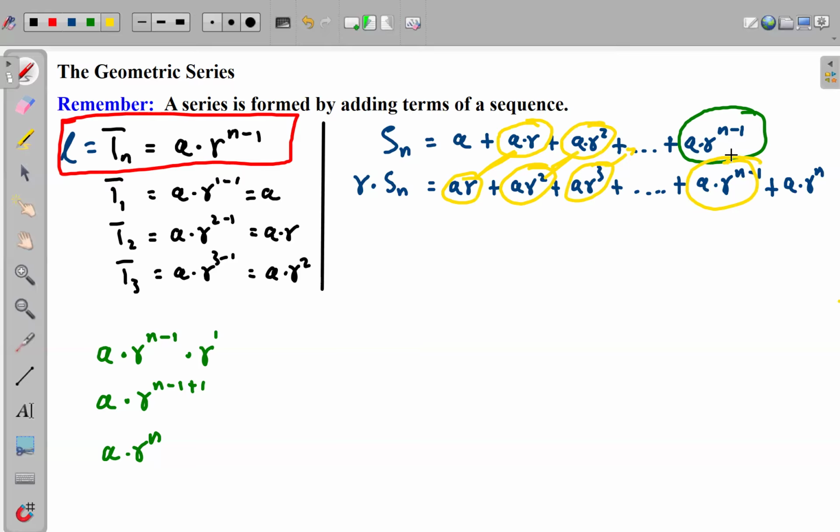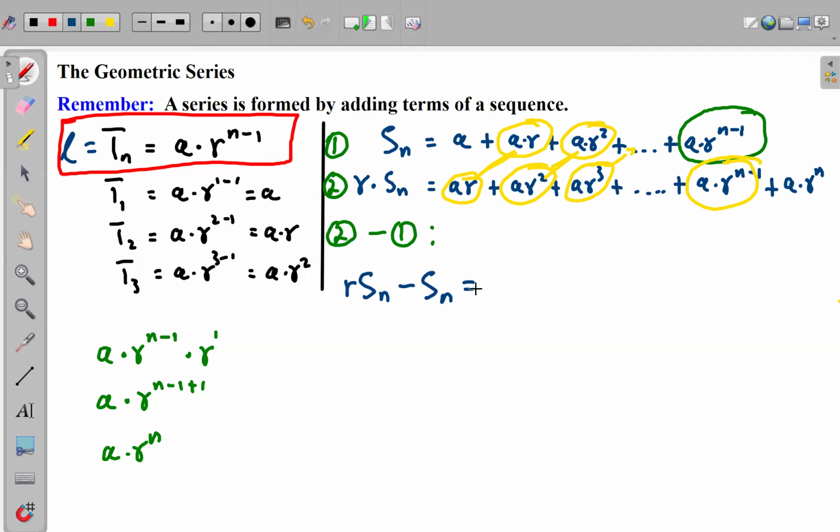Now, what is the point? Here's the point. I'm going to do some subtraction. So let's call this one equation 1. And let's call this equation 2. So I'm going to do some subtraction here. And in my subtraction, I will do equation 2 minus equation 1. So the left-hand side will become R times Sn minus Sn. That's what my left-hand side is.